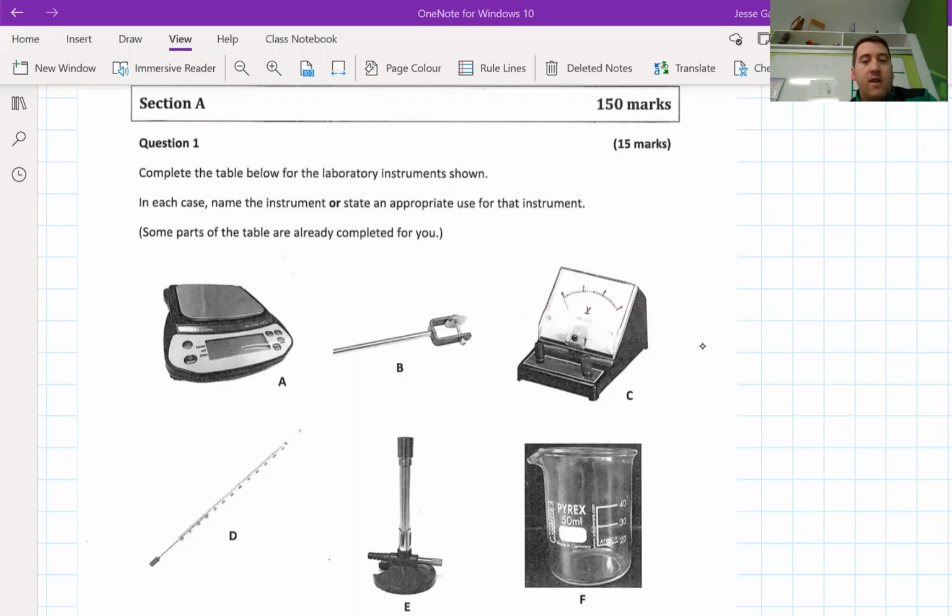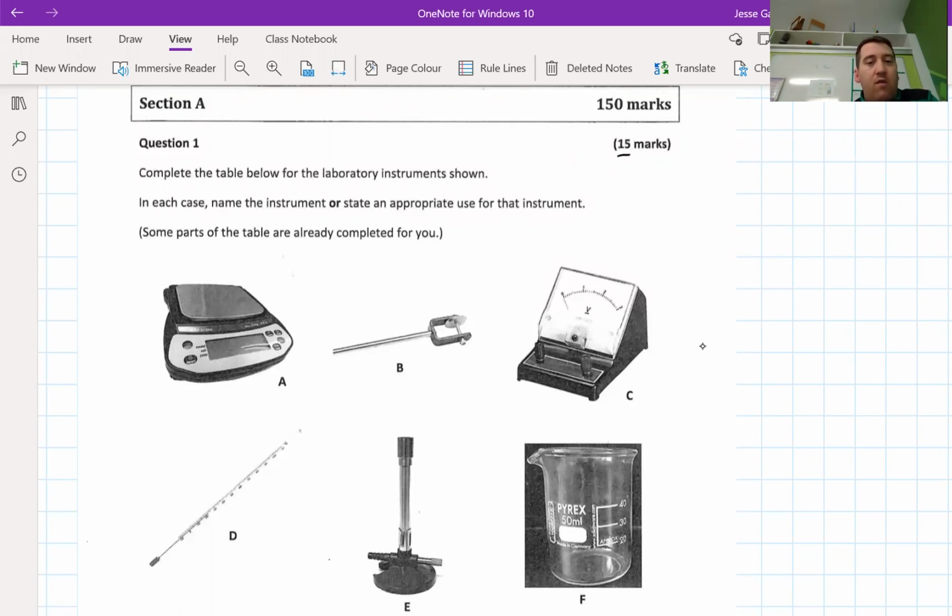Today we're going to do some guided exam questions as a little bit of feedback on the 2022 mock paper that we did for junior cert. So this was question 1. We're going to take a look at it and break down what it's asking for. It's 15 marks, so you've got about 5 minutes to do this.